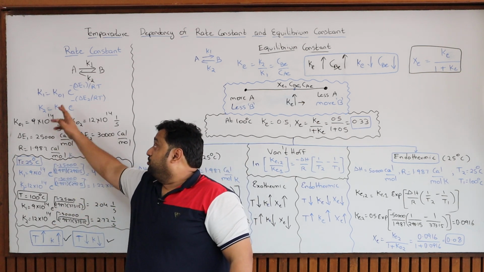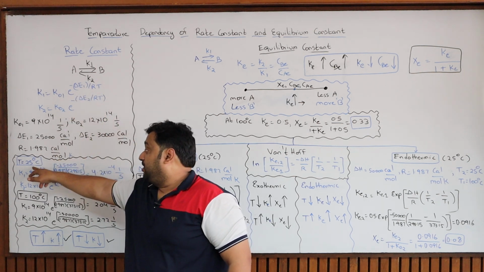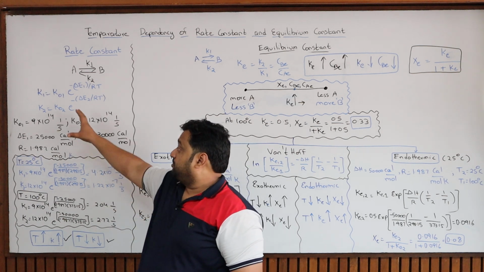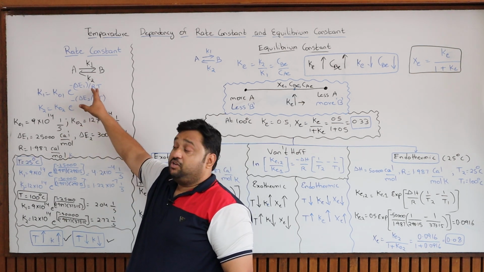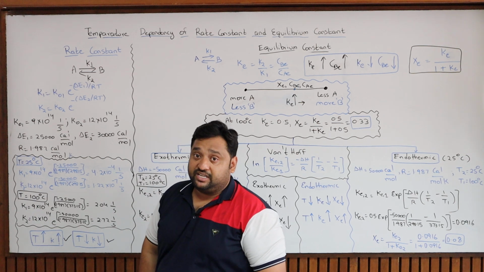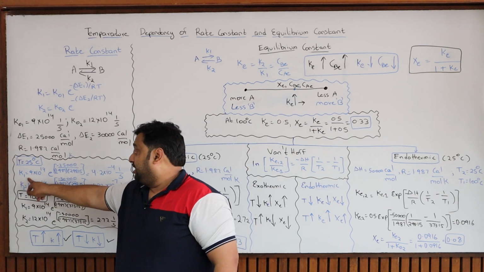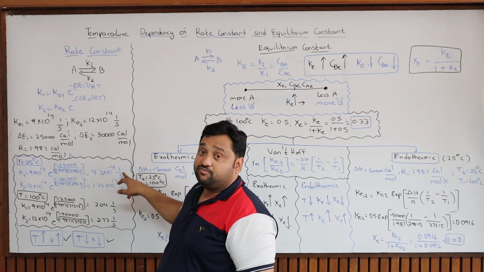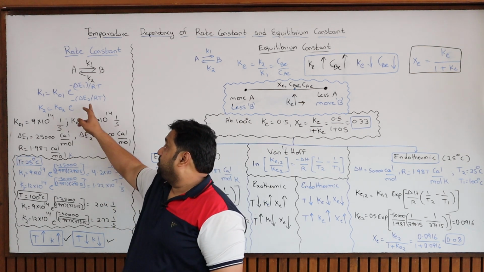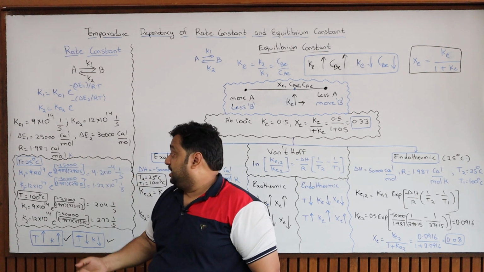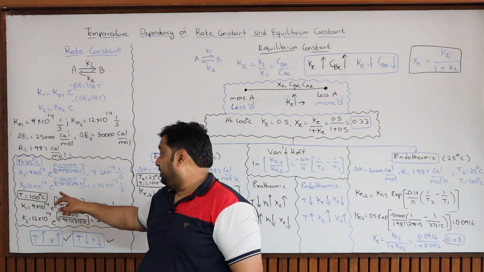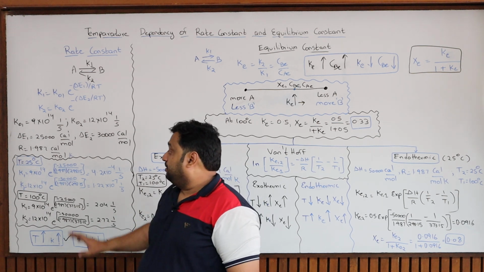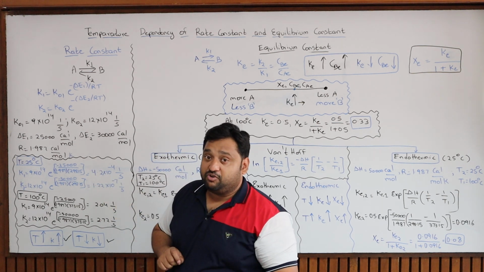Using these equations, let us find out at 25 degrees centigrade what my rate constant value is for the forward reaction. If you substitute all the values in this equation with temperature 25 degrees centigrade, you get the rate constant value for the forward reaction as 4.2 into 10 power minus 4 per second. Similarly, if you substitute all the values for the backward reaction, K2, you get 1.22 into 10 power minus 7 per second. That means these two are the values at 25 degrees centigrade.